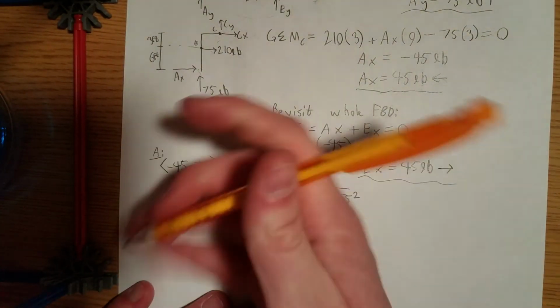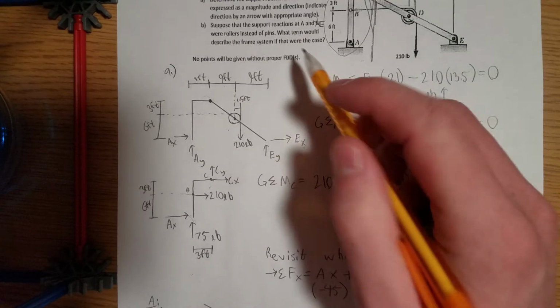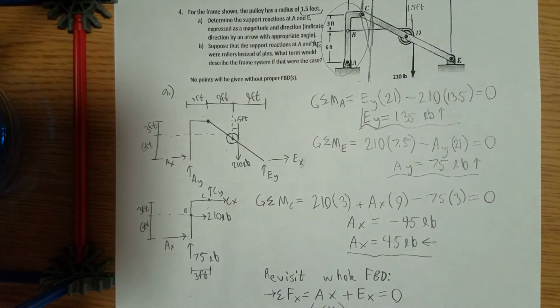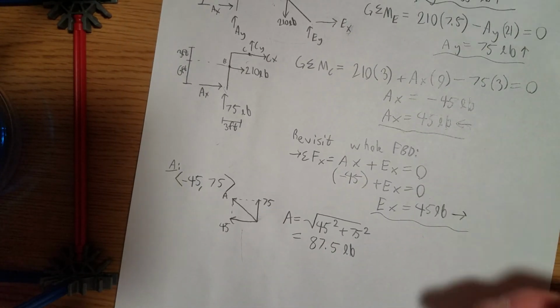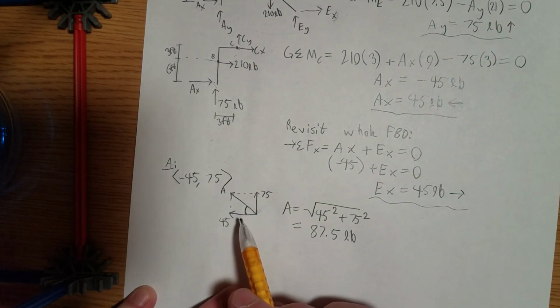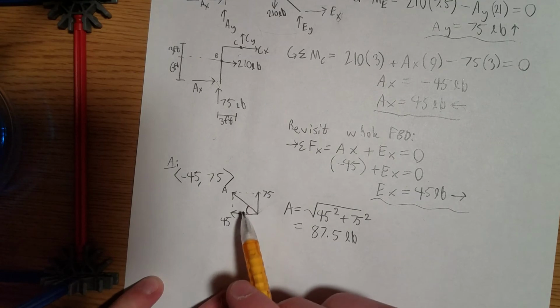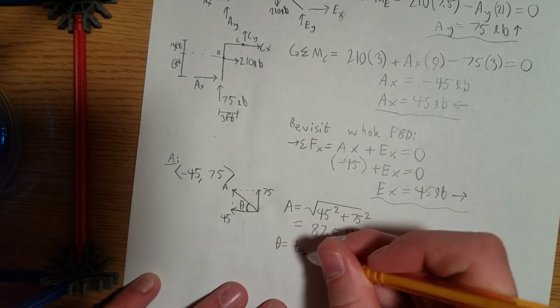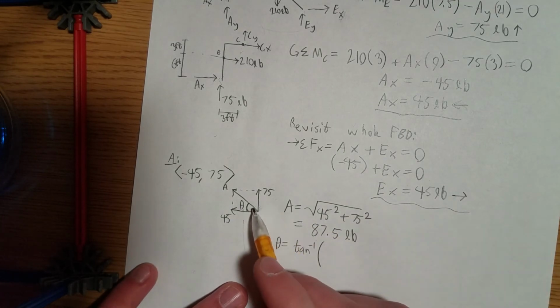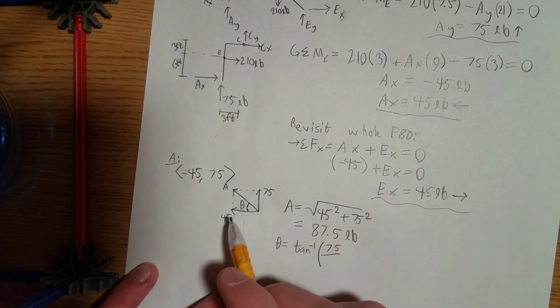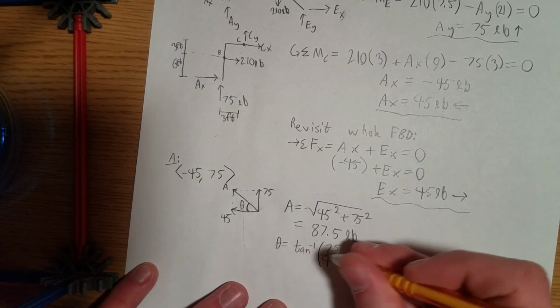And now we want the angle. So ultimately, they told us to draw direction by an arrow with appropriate angle. Well, that essentially means that we can find any angle we want just as long as we draw it correctly. I think the most logical angle to solve for is this angle here, and we can draw it as such. When we solve for this angle, we'll call it theta for now. Theta is going to be equal to the inverse tangent of, we got the opposite first, so it's going to be 75 over, and then down here, 45 is the adjacent.